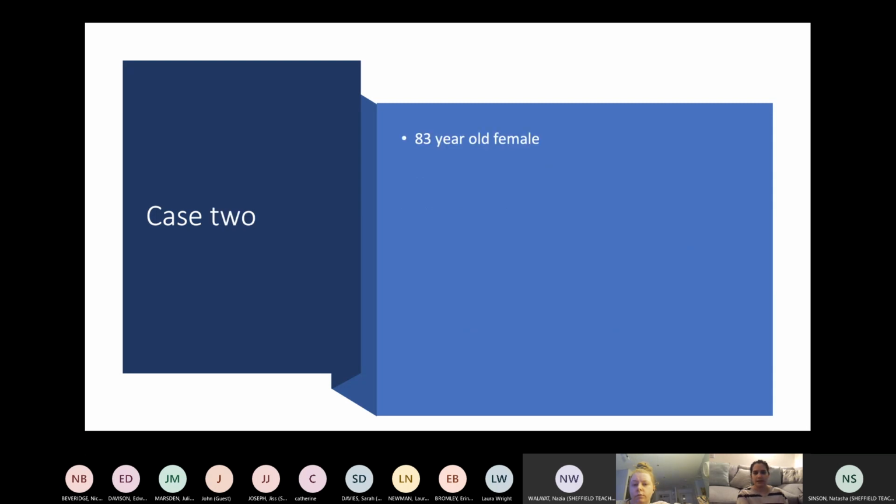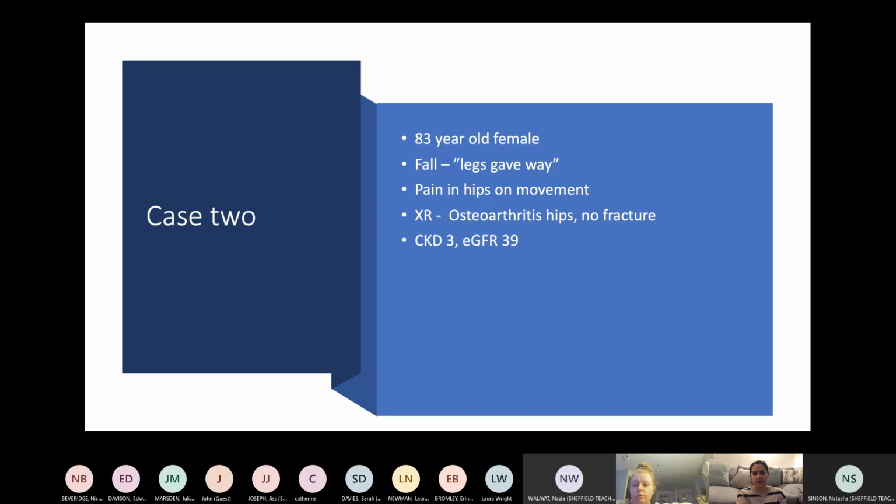Okay, so the second case, another 83-year-old lady. So she had a fall, her legs gave way, and she's got pain in her hips on movement and maybe a bit more so on one leg, which is the leg she landed on. So the x-ray is showing osteoarthritis. There's no fracture for this lady. She's got a better renal function, so CKD is 3, but she does suffer from constipation, delirium. So again, thinking about what we're going to do for this lady.